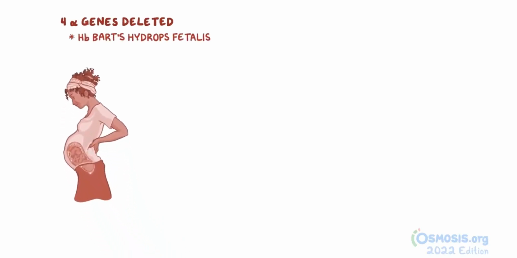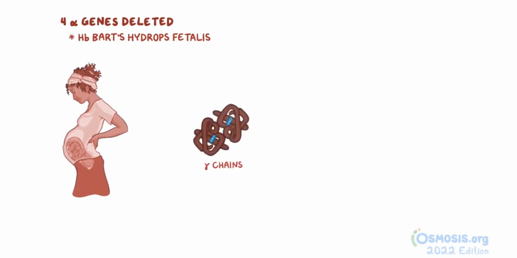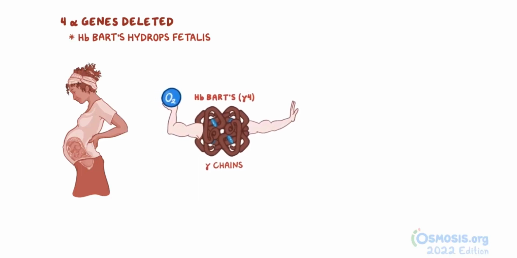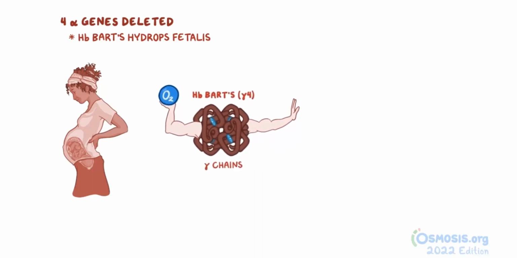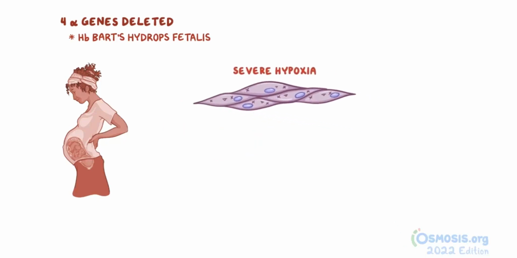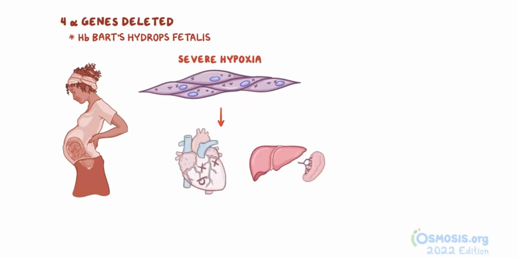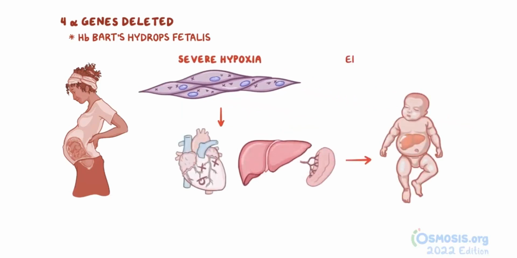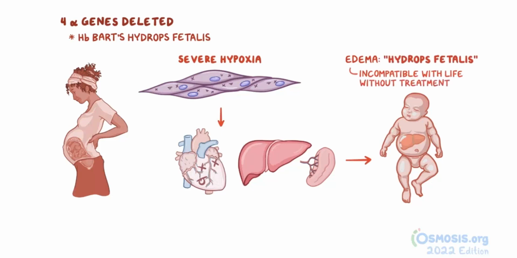Finally, if all 4 alpha genes are deleted, it results in Hb Bart's hydrops fetalis. The problem here begins during fetal life, where gamma chains form tetramers in the absence of alpha chains, called Hb Bart's gamma 4. And it has super high affinity for oxygen, about 100 times that of normal hemoglobin. So, the tissues get no oxygen, resulting in severe hypoxia. Severe hypoxia leads to high output cardiac failure and massive hepatosplenomegaly, resulting in edema all over the body, called hydrops fetalis. This condition is incompatible with life, and without treatment, the fetus usually dies in utero or soon after birth.